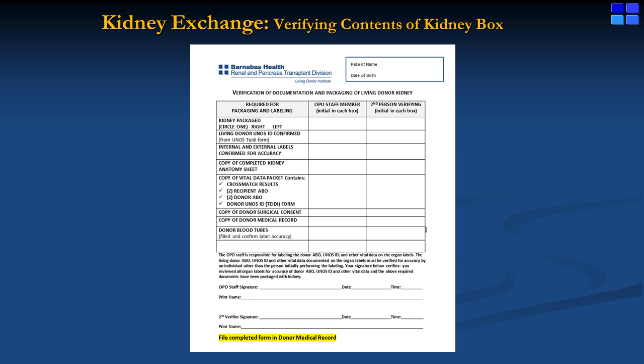And this is a form we created several years ago, and I'll be happy to share it. You use this form so that your preservationist confirms with an OR staff member that everything is in the kidney box. You're making sure that what goes in the kidney box is what is required, because it's essential that when the kidney arrives at the recipient center, the required paperwork is in that box, or the kidney will not be able to be used. So this form, we keep it at our center, but it is required to be filled out.